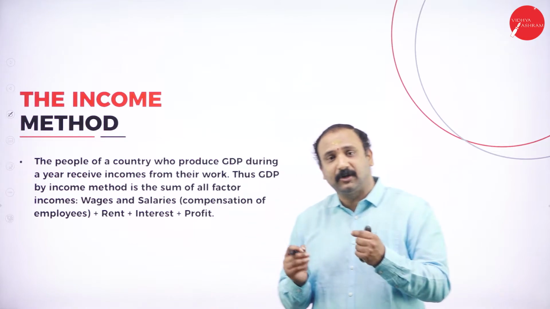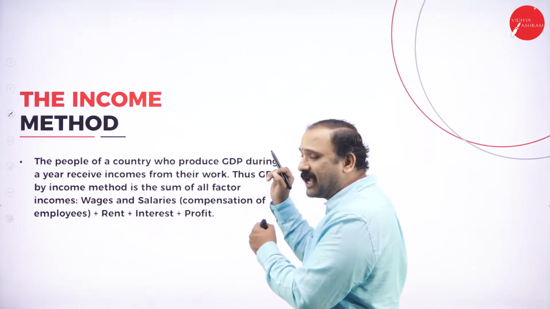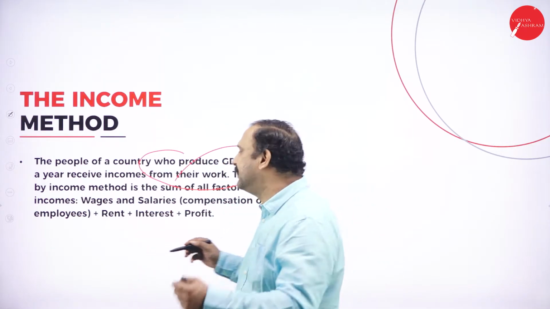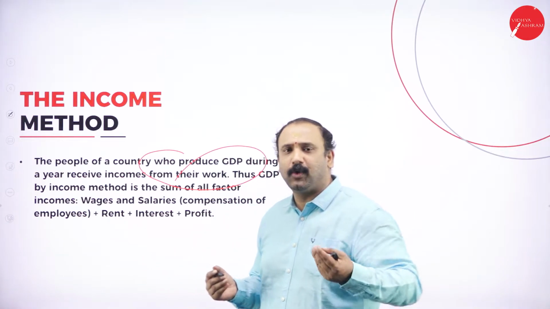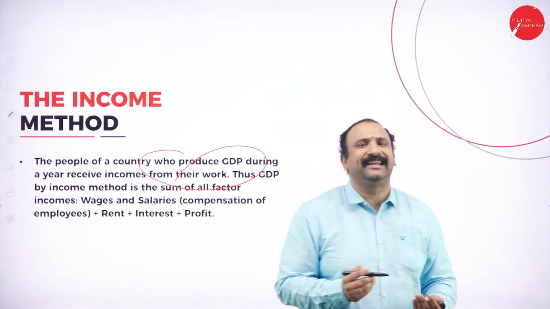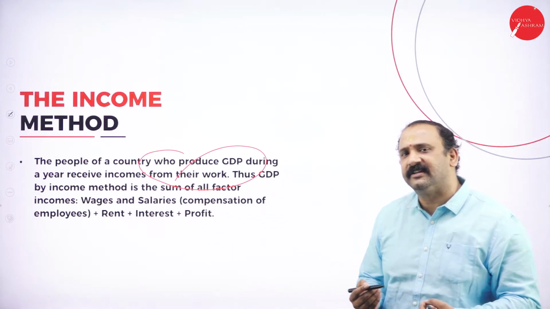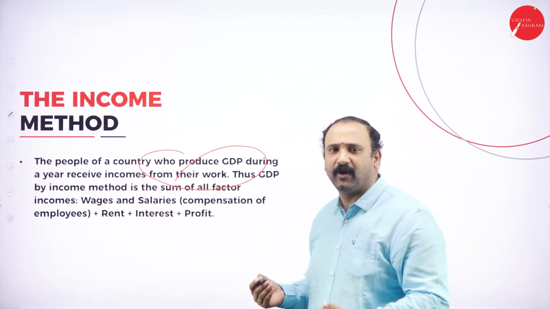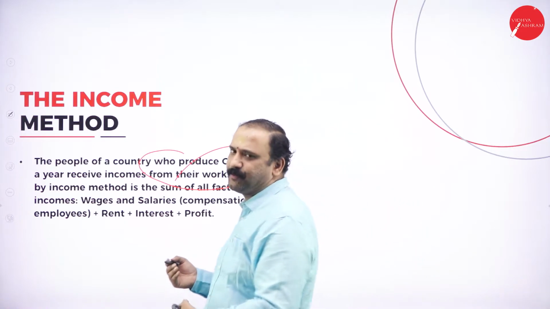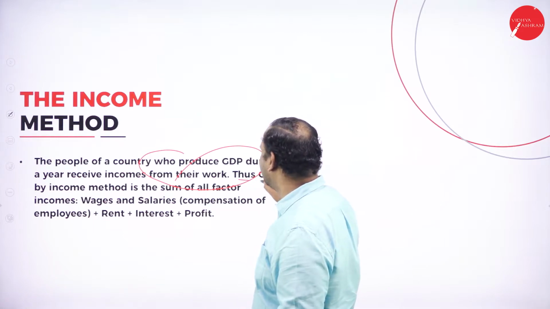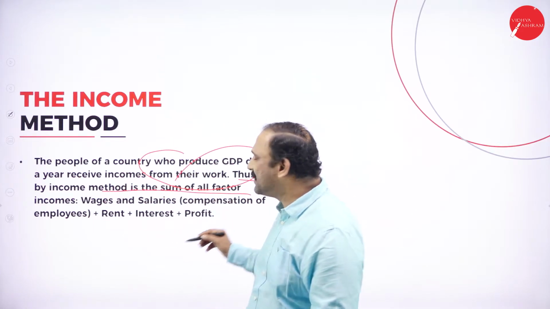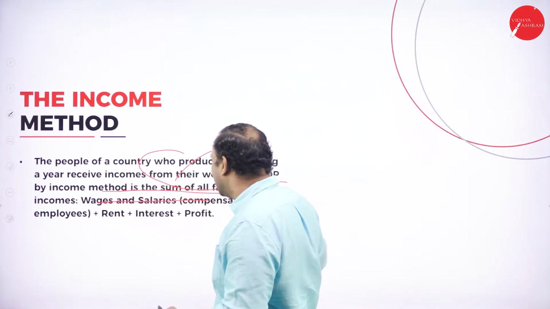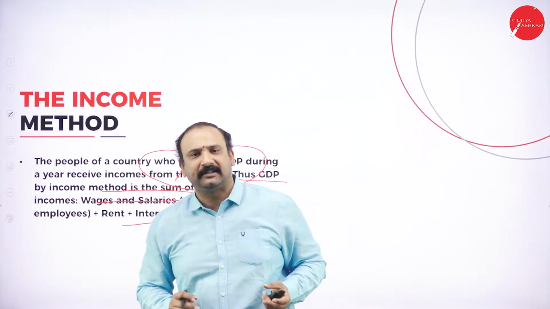But nevertheless, coming back to the income method in India, when we try to calculate for the country, we are going to say the people of the country who produce GDP during the year receive income for their work. Yeah, that is quite true. Whatever the nature of work that you are involved with, you will get something in return called salary. So the GDP by income method is the sum of all factor incomes. That's very, very important. So wages and salaries, rent, interest, profit, all those factors are going to be added here.